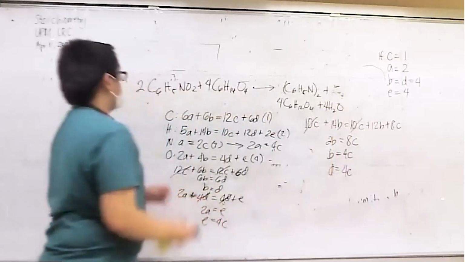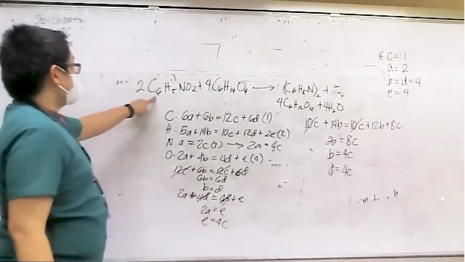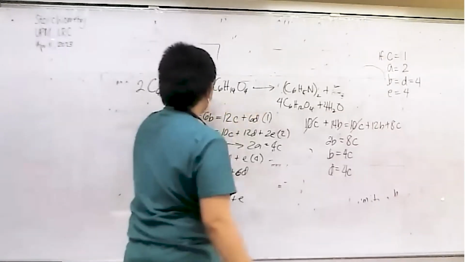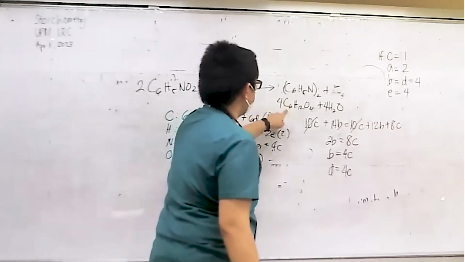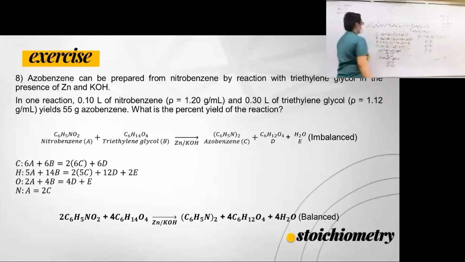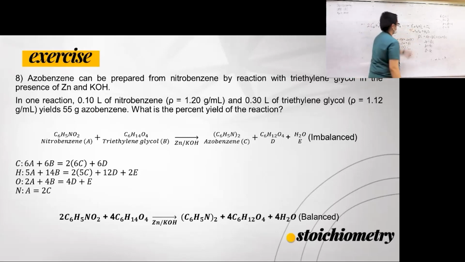And you can check actually if tama yung sagot mo. This one is 12, and this one is 24. So 12 plus 24, that's 36. This is 12 plus 24, 36. Actually, if you check all of them, balanced. So the balanced chemical equation would be 2C6H5NO2 plus 4C6H14O4 yields C6H5N2 plus 4D2 and 4D. So, yeah. Now we have balance.